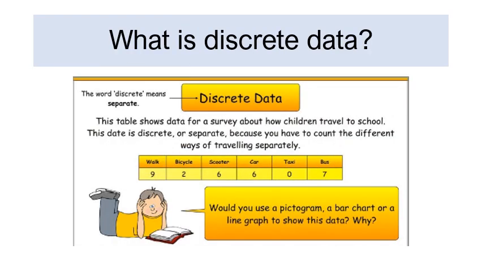What is discrete data? The word discrete means separate. The table shows data for a survey about how children travel to school. The data is discrete or separate because you have to count the different ways of traveling separately. When you use a pictogram, a bar chart, or a line graph to show this data. And why? Pause here and have a think.